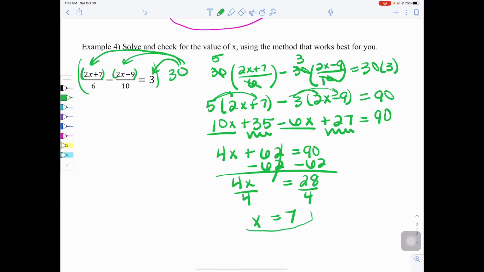Now again, you can take your own time to check. We don't have to worry about an extraneous solution because there's no variable in the denominator. So this concludes your lesson on solving equations with a variable expression in the denominator.